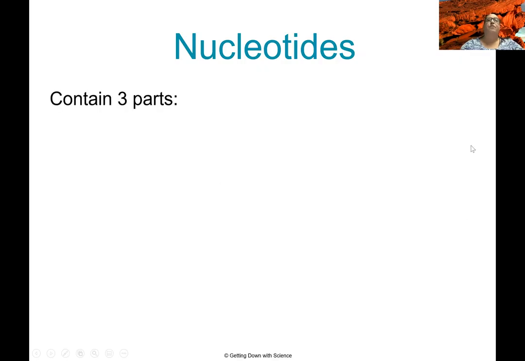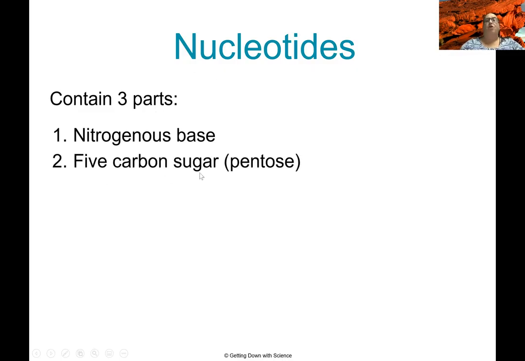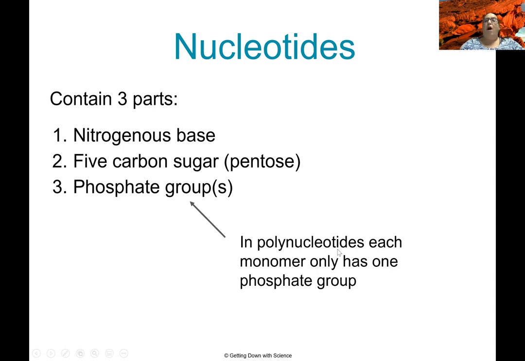Then ultimately we put so many together that it becomes the nucleic acid. Okay. So a nucleotide has 3 key parts. We have our nitrogenous base. There is a 5-carbon sugar known as a pentose sugar. And we have a phosphate group, or a series of phosphate groups, depending on what we're building with the nucleotides. We found that in polynucleotides, each monomer has only 1 phosphate group, but we have another molecule that's critical to life that we build out of nucleotide that has more than 1 phosphate group.